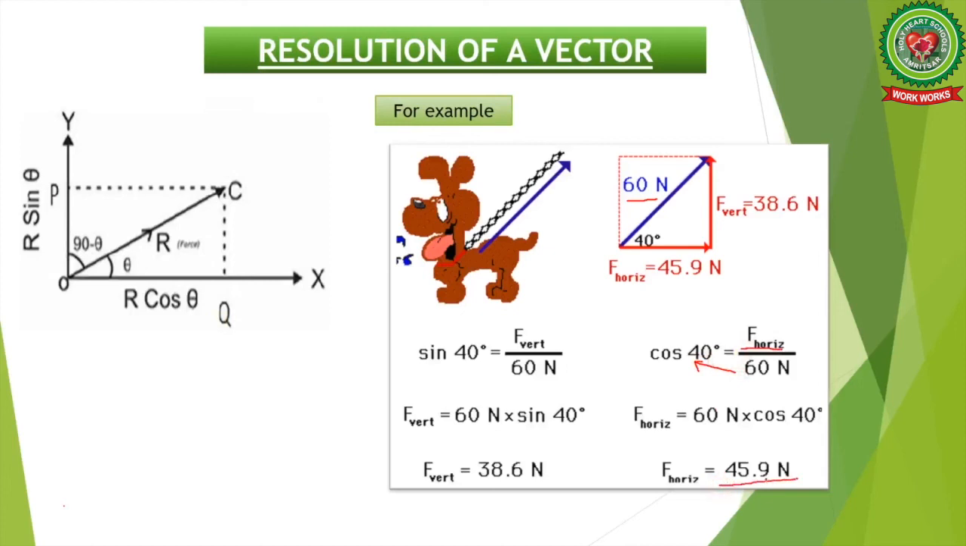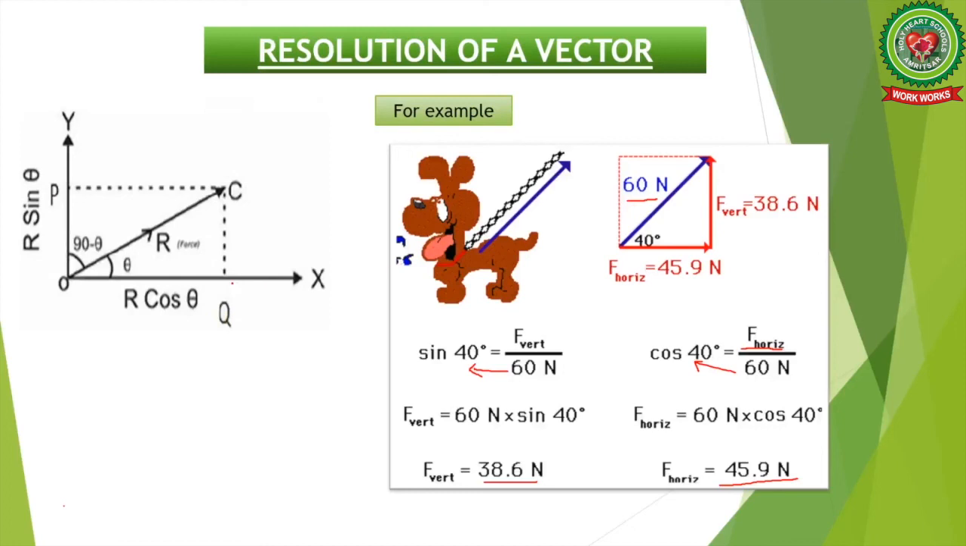and we got the answer 45.9 Newton. Now for the vertical component, as already explained, you have to take sine. So sine theta is equal to f vertical upon the magnitude of the force, again 60 Newton. Again we cross multiply: f vertical is equal to 60 Newton multiplied by sine 40, and the answer will be 38.6 Newton. So these are the vertical and horizontal components of a vector of 60 Newton. This is called resolution of a vector.